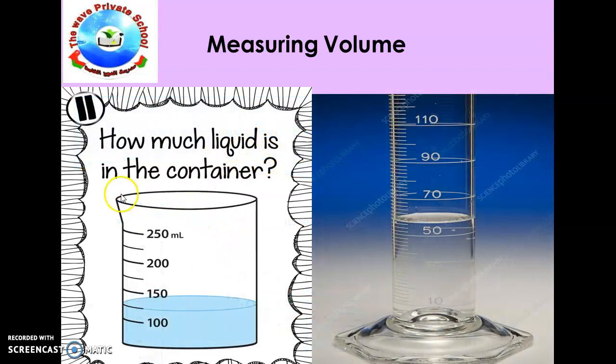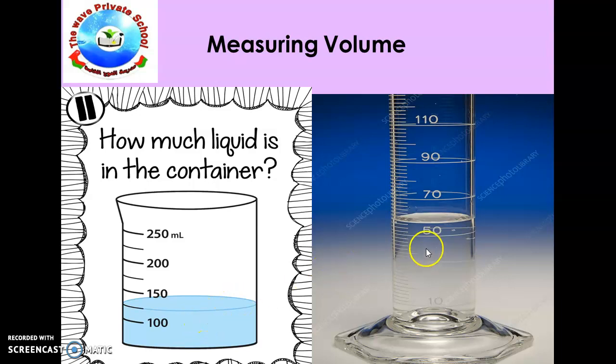So, how much liquid is in the container? Here you can see the ring-like structure. We can say the meniscus point is the lower curve, not the upper curve. This is not the point. This is the meniscus point. So, in between 100 and 150, what will the point be? The number we see is the meniscus point of this liquid.